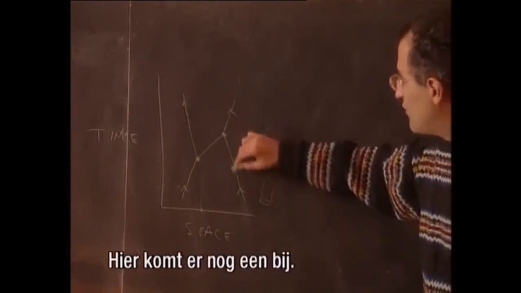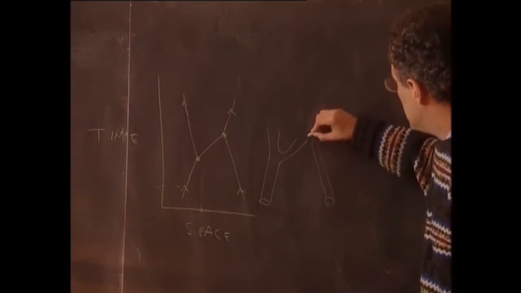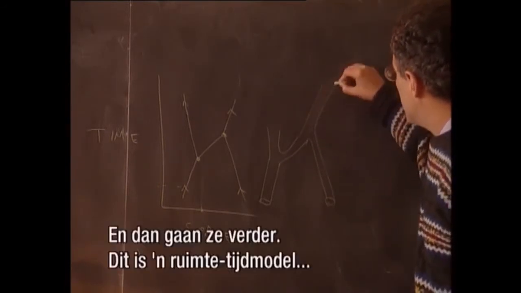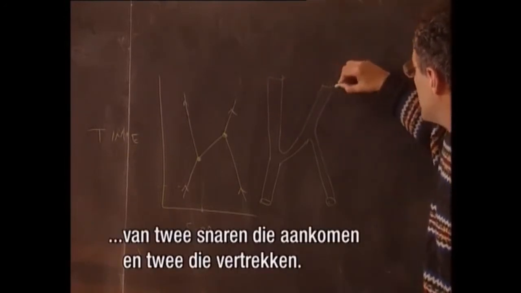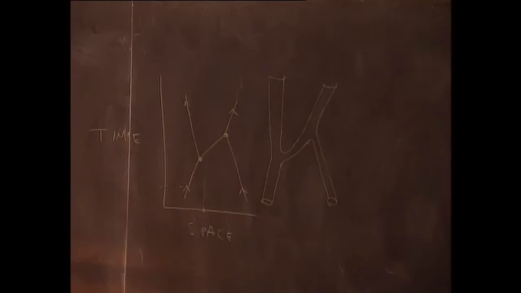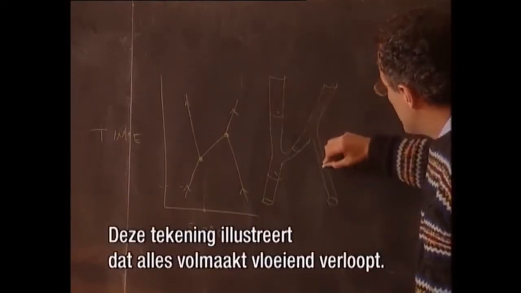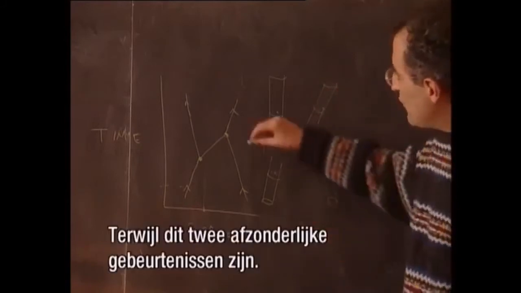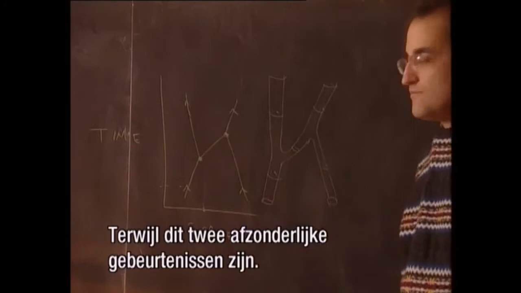And then here's another one coming in, and then they go out. So now I've drawn a space-time picture of two strings coming in the past and two going out in the future. And the point of this picture is meant to be that it's all perfectly smooth, unlike this one, which has two discrete events at which breaking or joining happened.